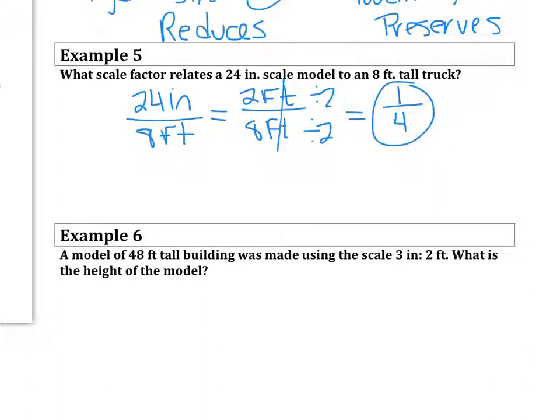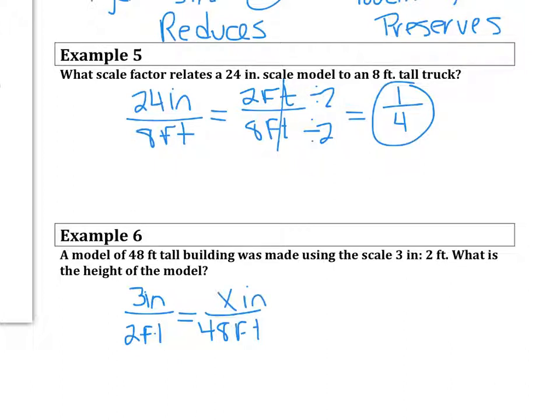Then this next question says a model of a 48-foot tall building was made using the scale of 3 inches to 2 feet. What is the height of the model? So this goes back to proportions are a good way to solve this type of problem because we can just start with the scale, 3 inches over 2 feet. And we remember it's always model over actual or drawing over actual. So in this case, we are given the model measure. I'm sorry, it says the model of a 48-foot tall building, so we are given the actual measure. So we're going to put 48 feet down here. And this time we're going to be looking for the model measure.